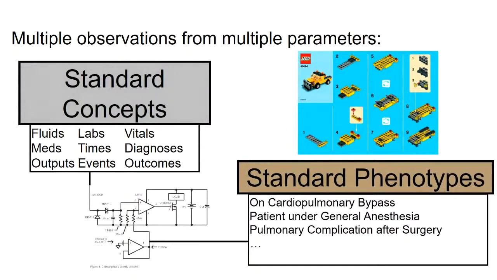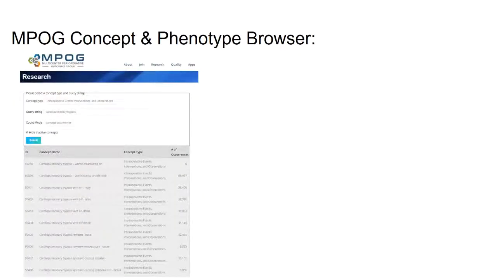So we end up having both what we call a concept browser. We look at one specific data point, and it's a searchable database that we have on our website, and you can look for very specific granular data.